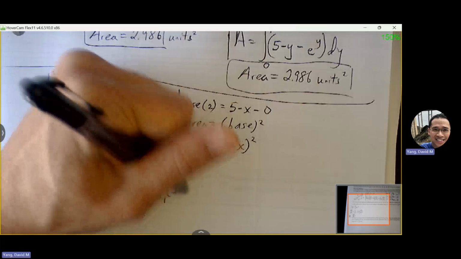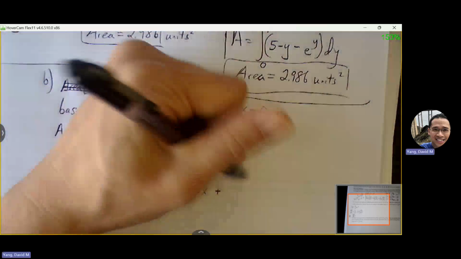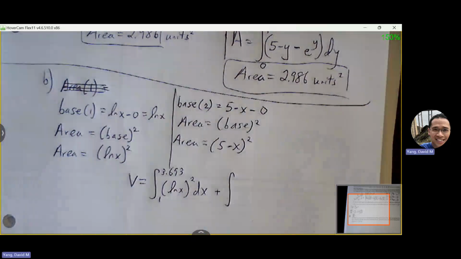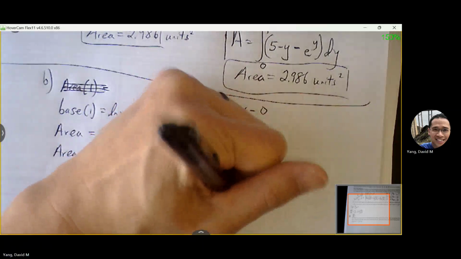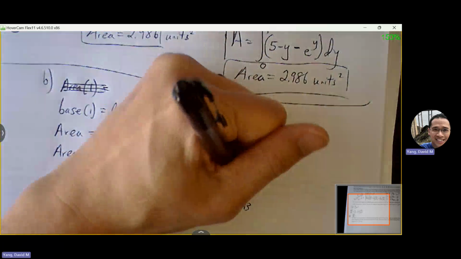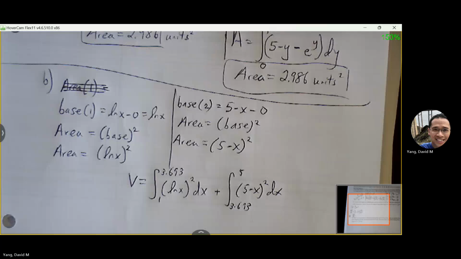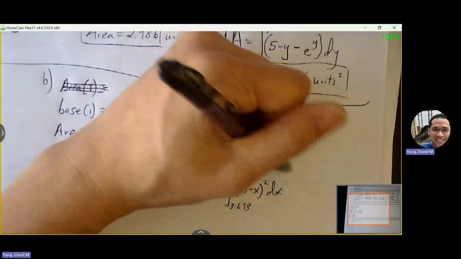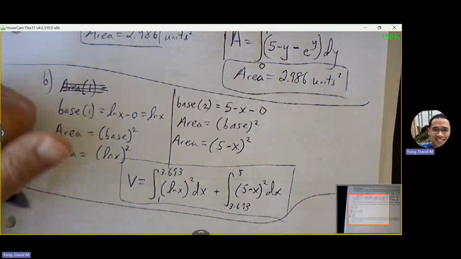My base squared. And then separately, I'm going to find the integral from 3.693 to 5. That is sitting under the 5 minus x graph. It just asks us to write but not evaluate, so that means we can leave our answer in just the setup form.